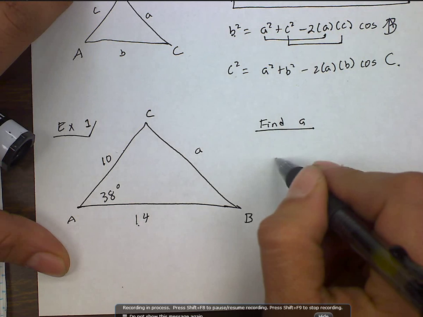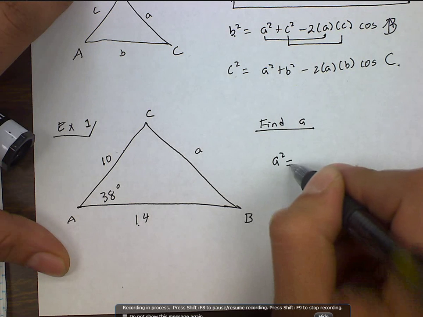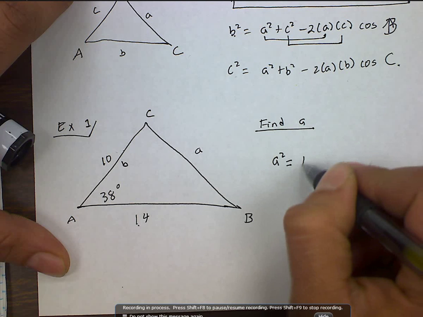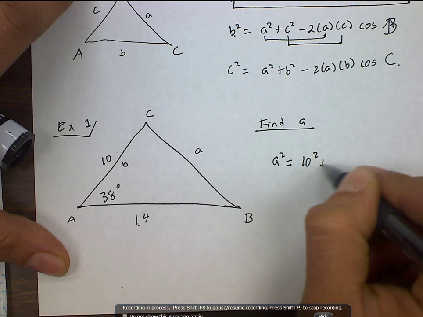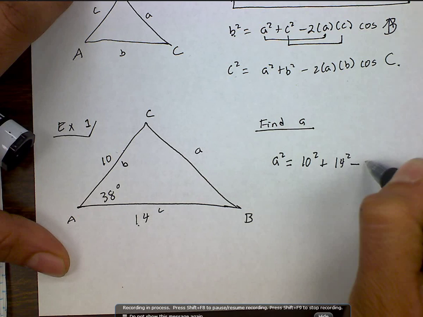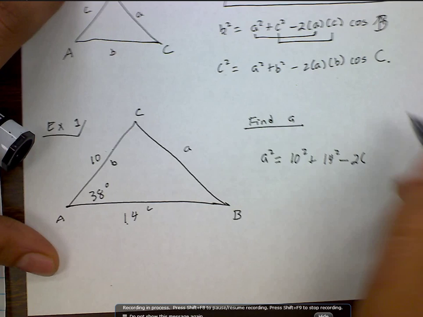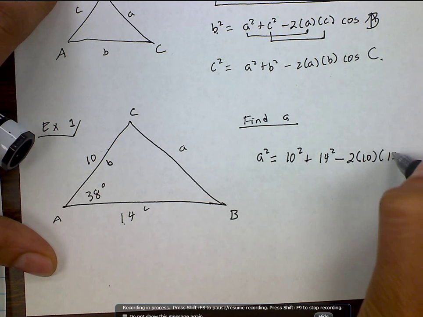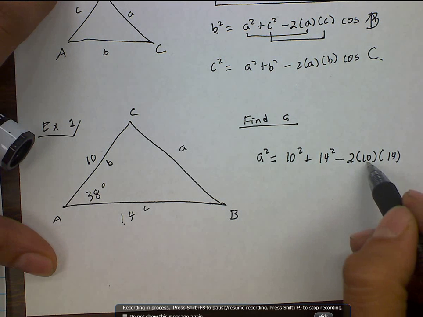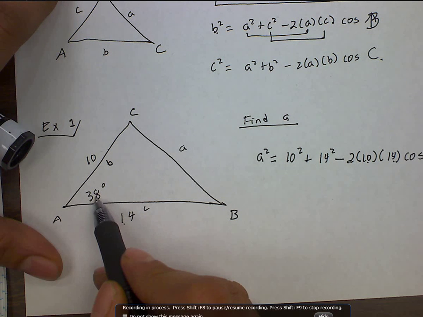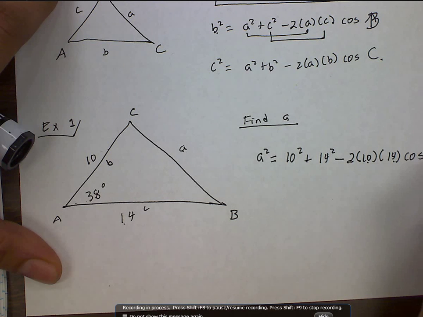So it's going to be A squared is equal to your B squared, which is this one, 10, plus your C squared, which is 14, minus 2 times this number, 10, times this number, 14. Okay, 2 times your B times your C, and then times the cosine. Well, we know we're finding A, so we have to use the angle A, so cosine of 38.